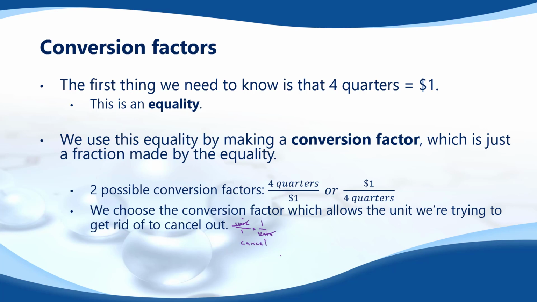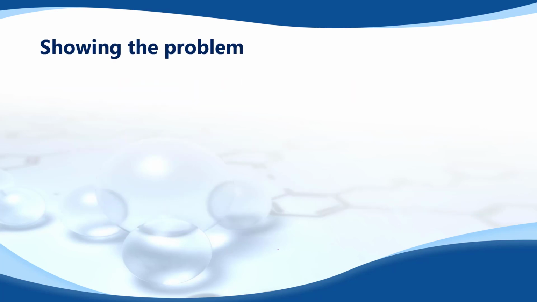So let's try to set up our 16 quarters to $4 conversion. What I'm going to do is I'm always going to start off by writing the number that I'm given with its units. So I'm going to write 16 quarters. I'm going to put this over 1. That way I can line up the fractions a little bit better. You don't have to do this, but it's generally good practice.